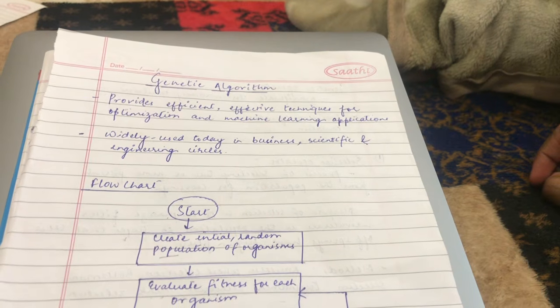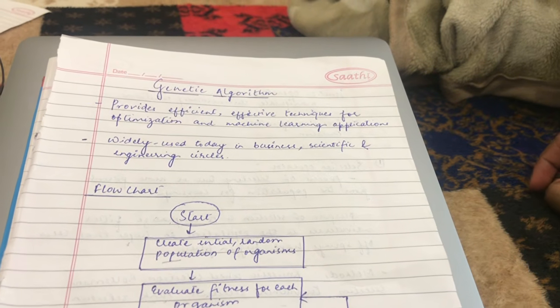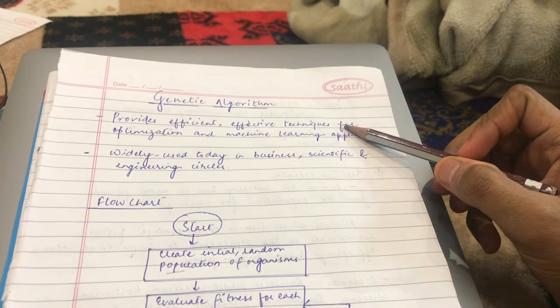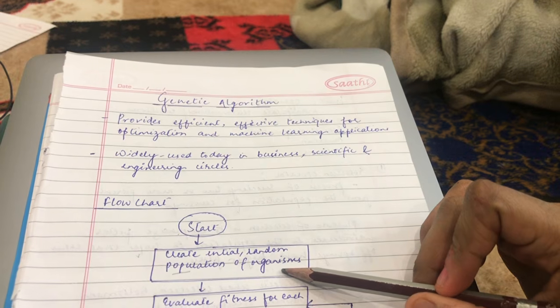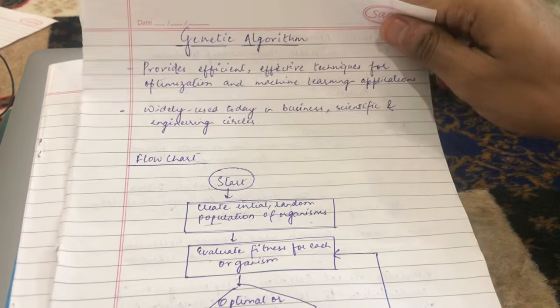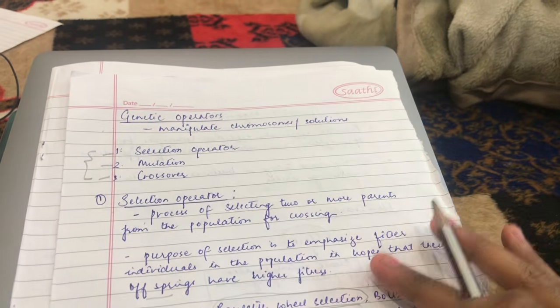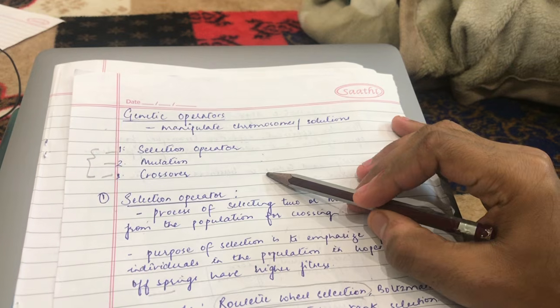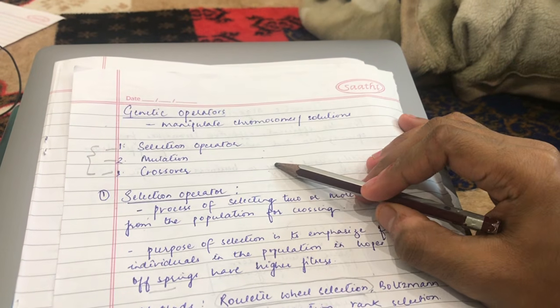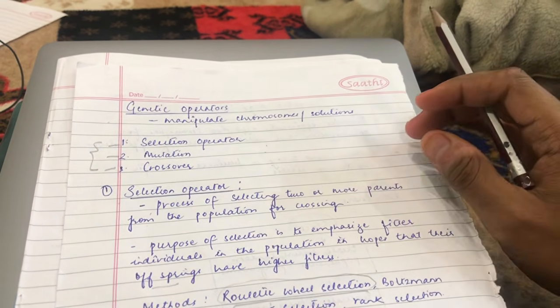Hello friends, in this video I'll be talking about genetic algorithm. We'll look at what genetic algorithm is. We shall see how we proceed with the genetic algorithm problem with the help of a flowchart, and then we'll look at genetic operators that we use in the genetic algorithm: selection operator, mutation, crossover. We'll look at all the operators one by one, and then we'll do a question related to genetic algorithm.